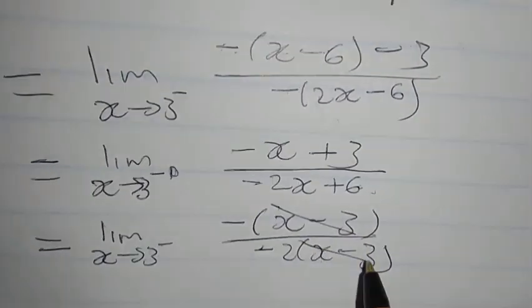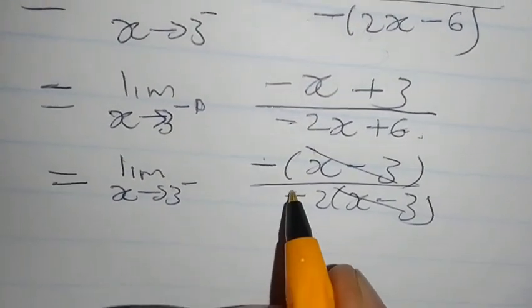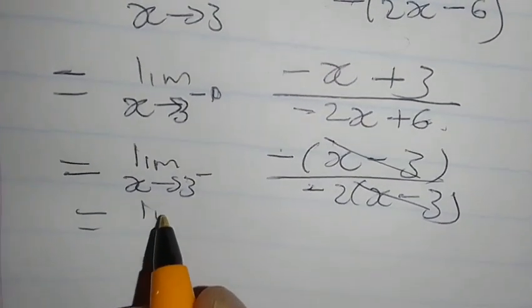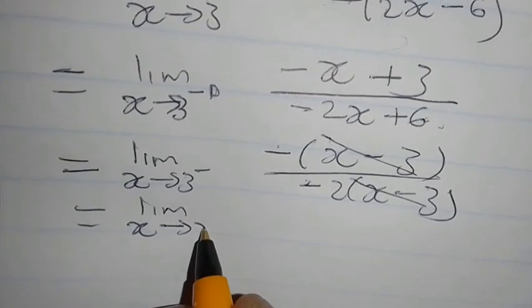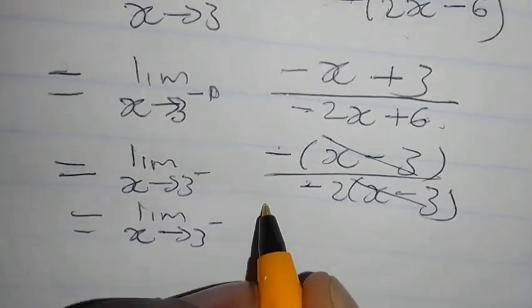Notice that the x minus 3 and the x minus 3 will cancel. So you'll have a negative divided by a negative, which is just going to be positive. So you have the limit as x approaches 3 from the left of 1 over 2.